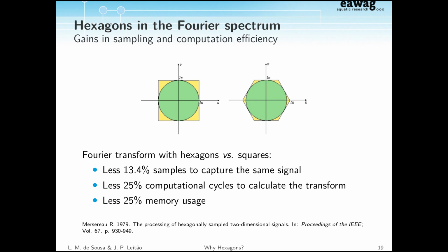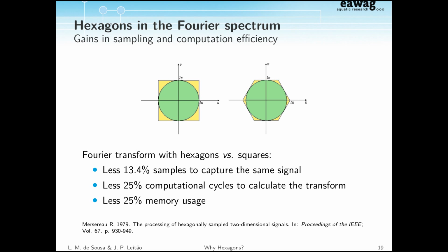A bit later on, in the 1970s, there was this finding by Mr. Messerot that is very important for our domain of GIS. If we want to sample a signal in space, it is far more efficient to do it with hexagons than with squares. This is basically a result of the compactness of the hexagonal pattern.